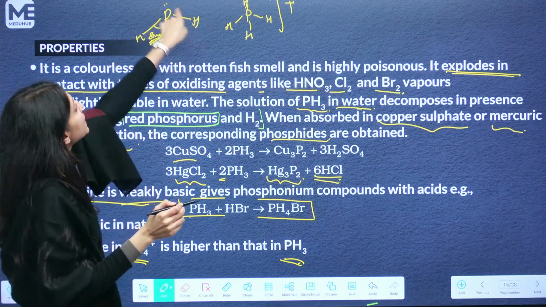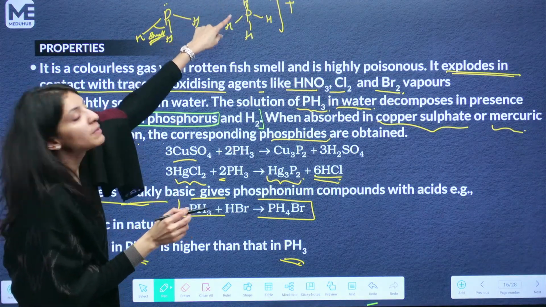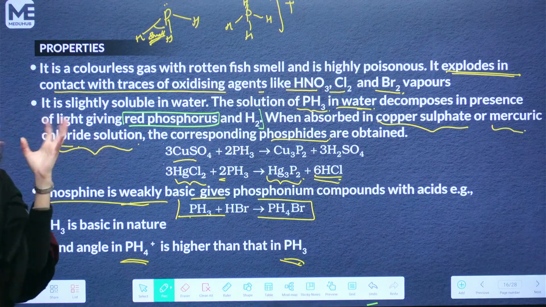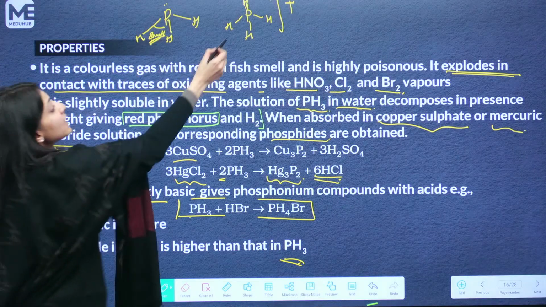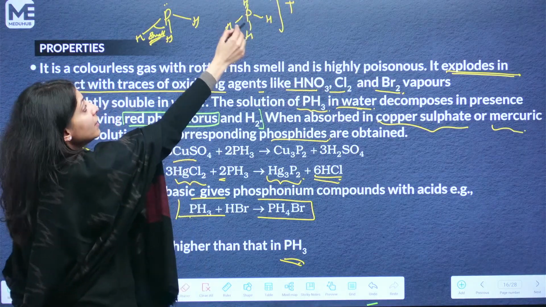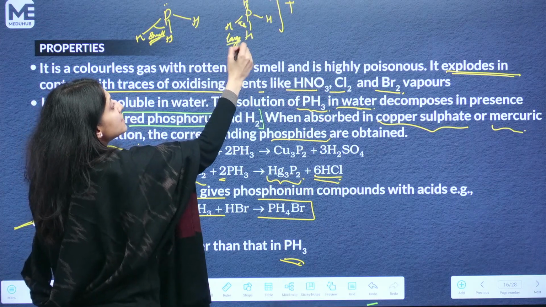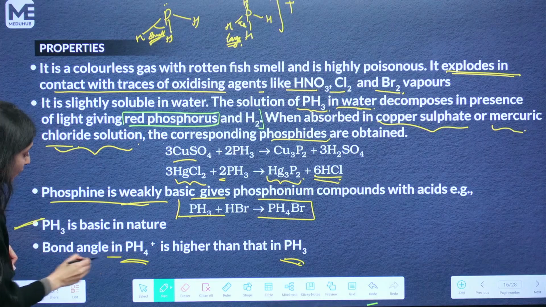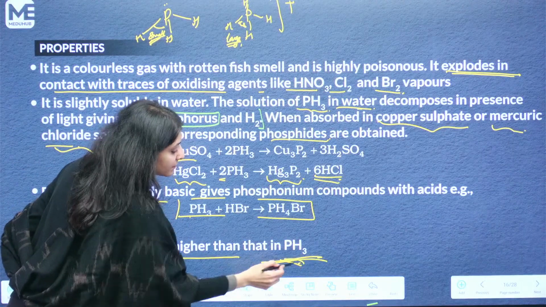Whereas यहाँ पे lone pair की जगह एक bond pair है PH. So bond pair repulsions are less than lone pair bond pair, because lone pair ज़्यादा space occupy करते हैं around the central atom, तो repulsion भी ज़्यादा होती है. So because यहाँ पे lone pair की जगह एक bond pair है, so repulsion कम है, तो इसलिए ये bond angle is large compared to the one in phosphine. That is the reason that bond angle in PH4 plus is higher than in phosphine.